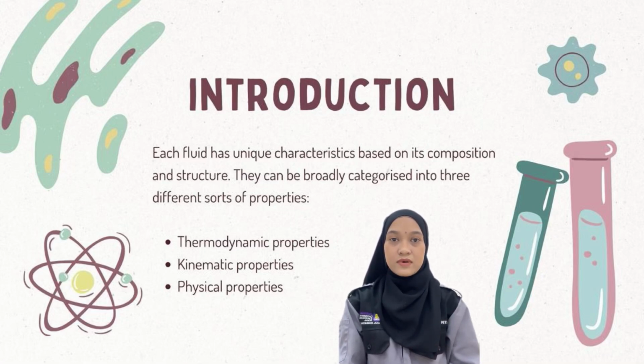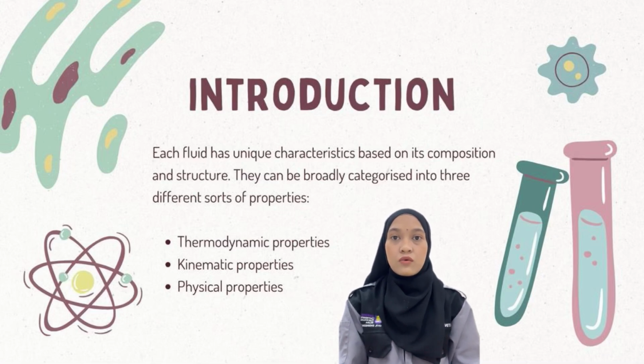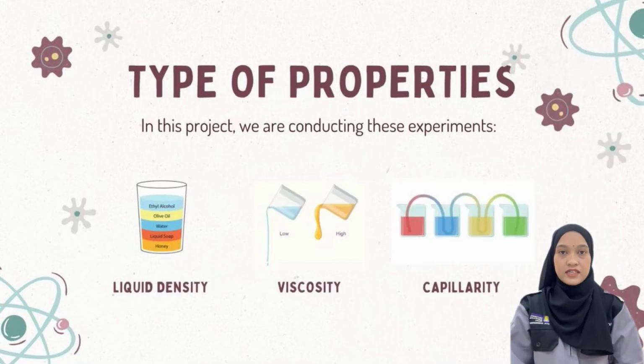These are the simple observable characteristics like color, odor, or whether the fluid is transparent or cloudy. These might seem basic, but they are really important, especially in industries like food, cosmetics, and medicine, where the appearance and smell matter a lot. There are three types of properties in fluid. In this project, we are conducting these experiments, which are density, viscosity, and capillary.